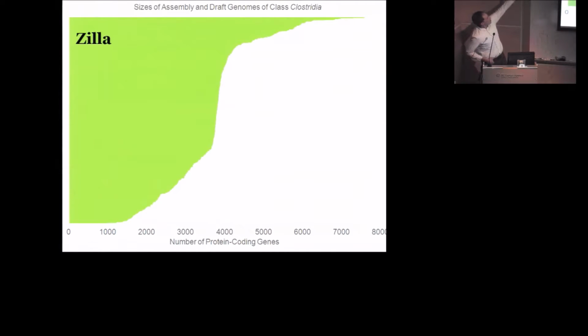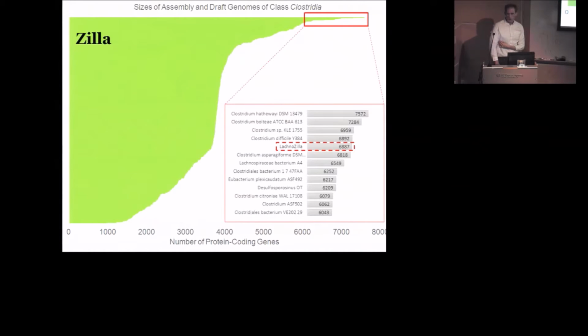So this is all of the complete assembly and draft genomes from class Clostridia. There's a lot because it's a really important class. And all you see is that each row is a genome, and the column tells you the size of the genome. So the smallest ones check in at around 1,000 genes. And you can see that the mode or median might be somewhere in the 3,000 to 3,500 range, typical for bacteria, but that there's this little subset that get really, really large. And our friend Lachnozilla is one of the biggest. It has almost 7,000 genes.